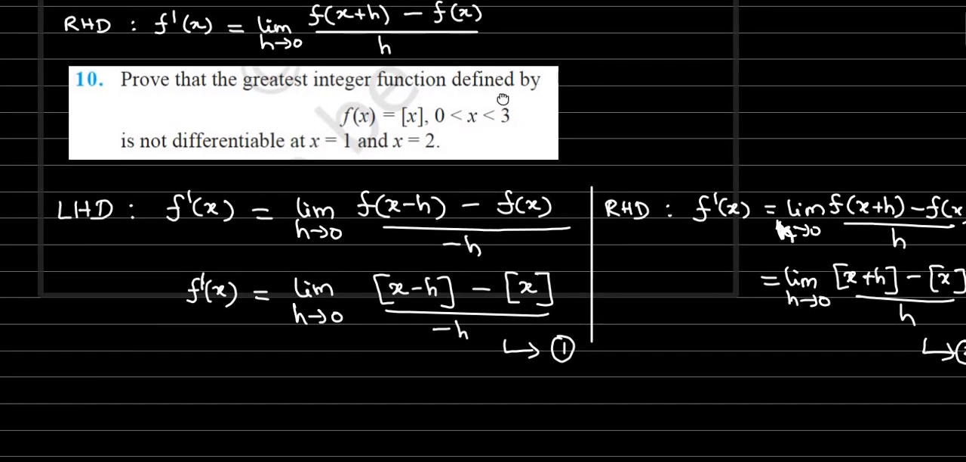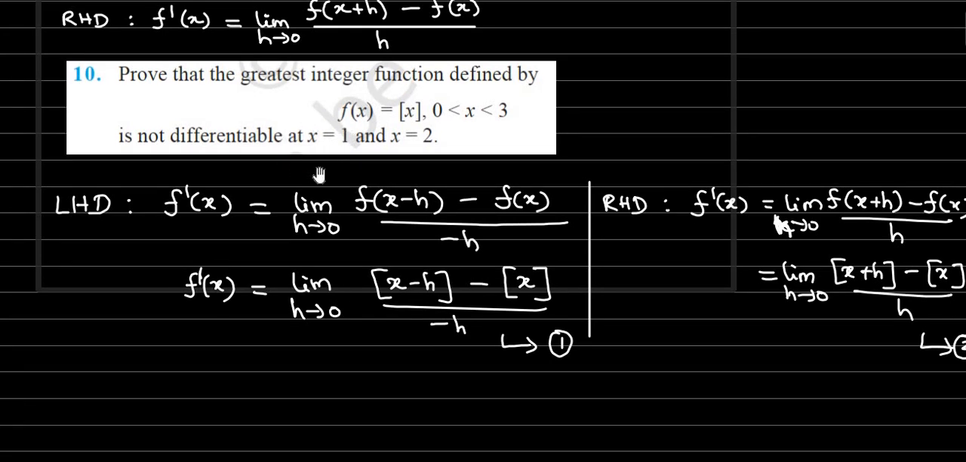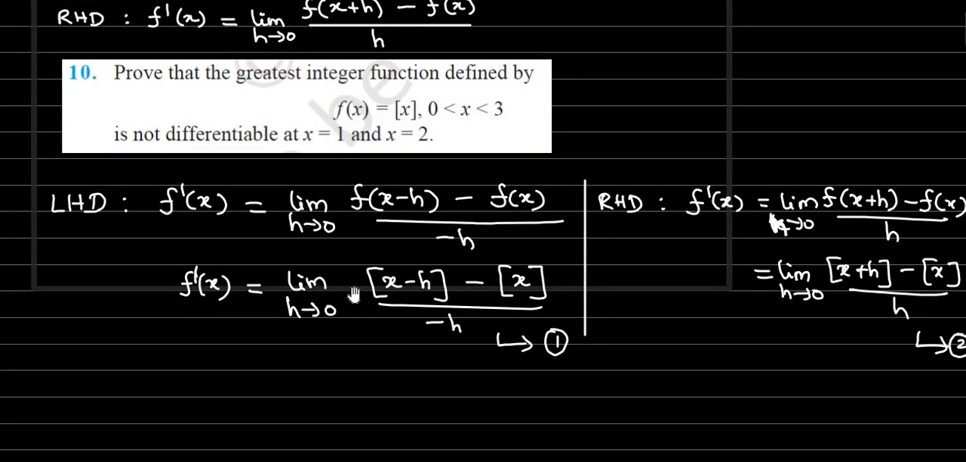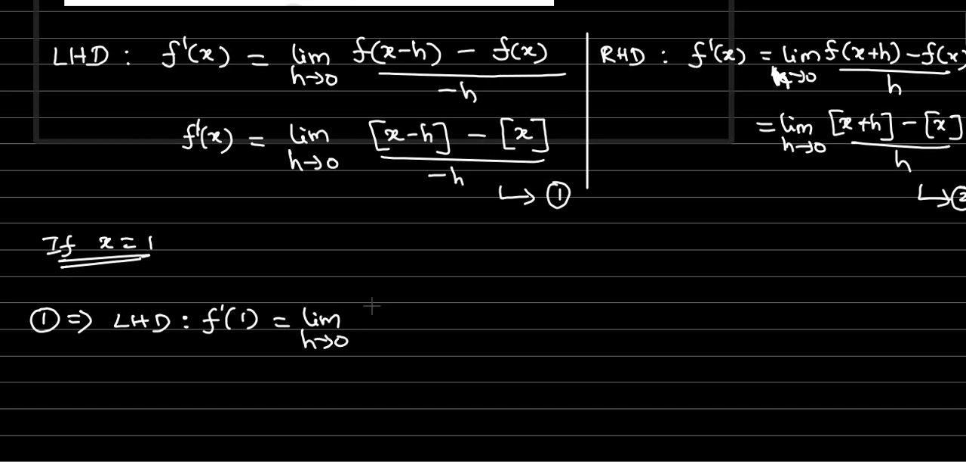So what did they say? Prove that the greater integer function is not differentiable at x equal to 1. First, let's prove it at x equal to 1, just replacing x with 1 wherever you see it. If x equal to 1, what happens to the left hand derivative? That is f dash of 1 equal to limit h approaching to 0, greater integer of 1 minus h, minus greater integer of 1, by minus h.